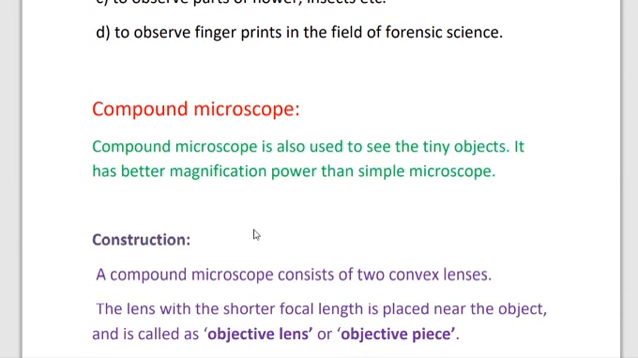Next we move to the compound microscope. The compound microscope is also used to see tiny objects. It has better magnification power than the simple microscope. The magnification power of a microscope can be increased by decreasing the focal length of the eye lens used. Due to constructional limitations, the focal length of the lens cannot be decreased beyond a certain limit. This problem can be solved by using two separate biconvex lenses.